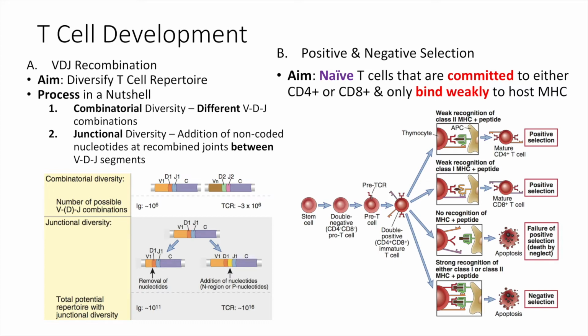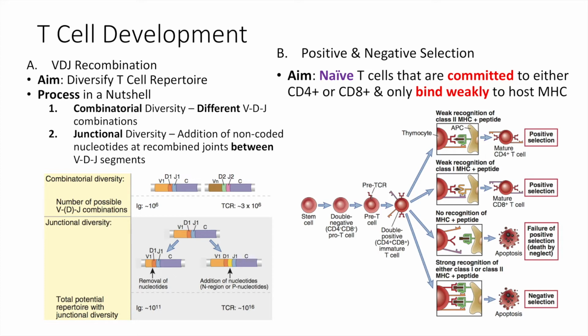So positive selection is when we have weak binding of the receptor to either an antigen processed on a class 1 MHC or a class 2 MHC. If the receptor binds to the class 1 MHC, then the CD8 plus receptor will remain, while the CD4 receptor will disappear, so it becomes CD8 plus only. As for class 2 MHC, if the receptor binds to the class 2 MHC, then the CD4 receptor will remain and the CD8 one will regress.